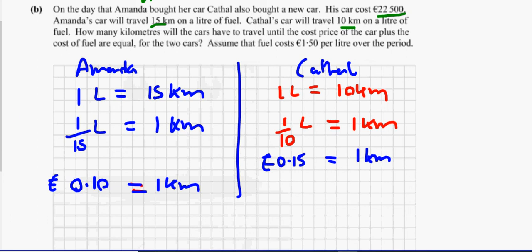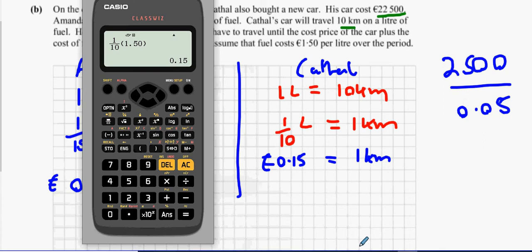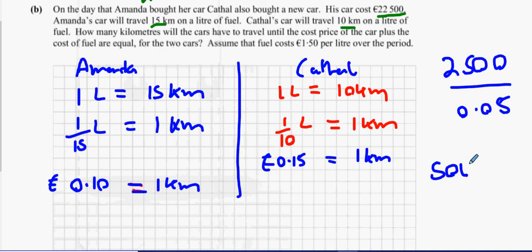So, what's his lead on Amanda at the moment? He has a 2,500 lead, doesn't he? That lead is the amount of money he spent less than Amanda on the car. Every kilometer they travel, Cottle loses 5 cents. How many 5 cents can I fit into 2,500? How many kilometers do we need to fit that in? 2,500 divided by 5, and we get 50,000 kilometers to make these worth the same amount.